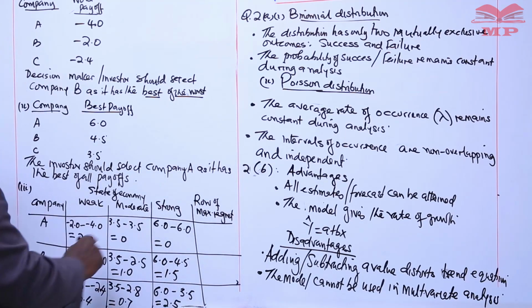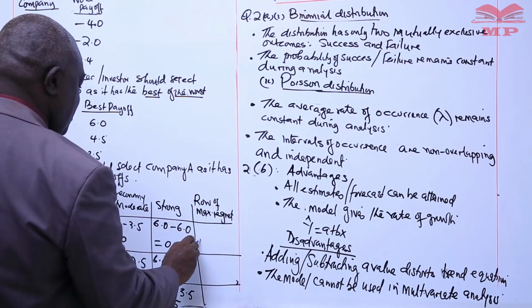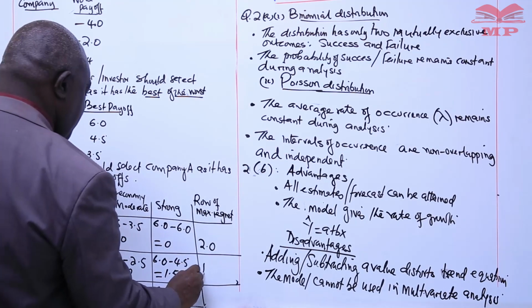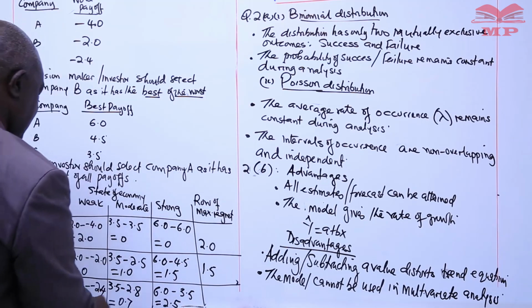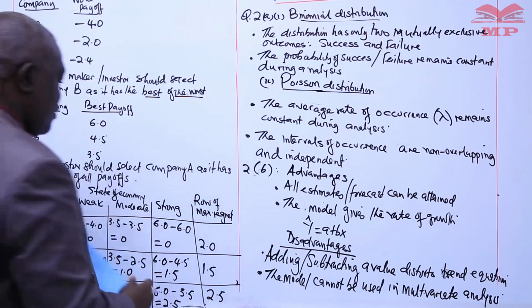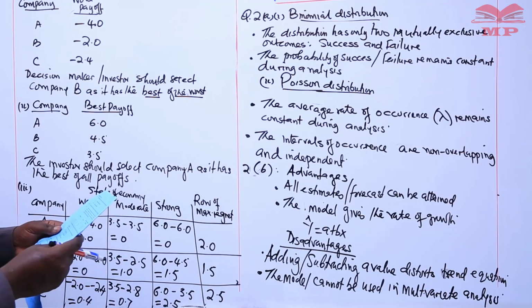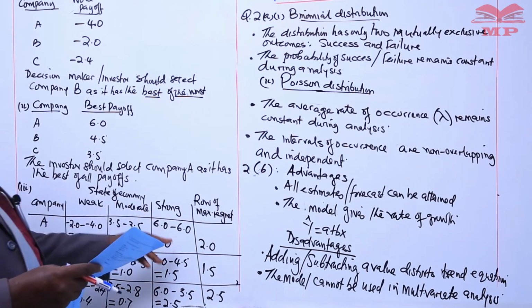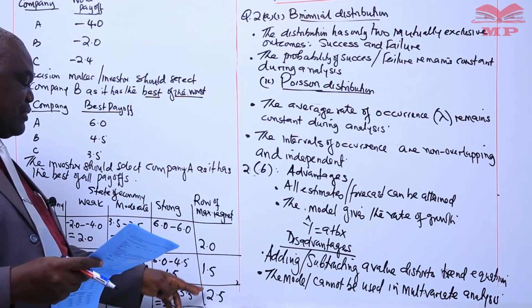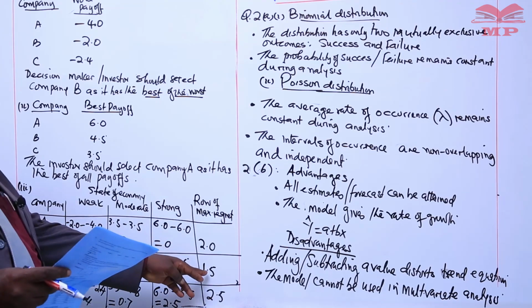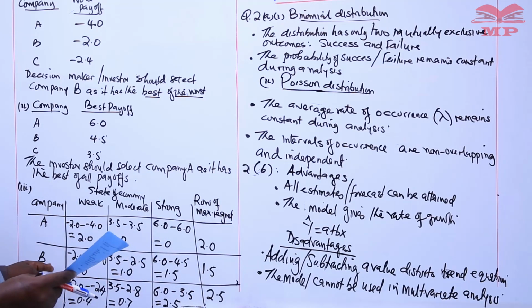Under this row of maximum regret, I have 2.0 the highest. Under this, I have 1.5 the highest. Under this, I have 2.5 the highest. So the minimax regret, minimizing maximum regret, the minimum of all these is 1.5. Therefore, 1.5 corresponds to company B.